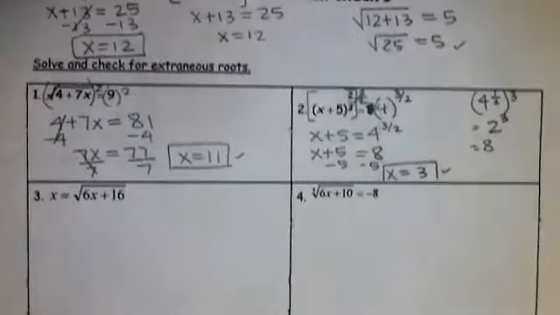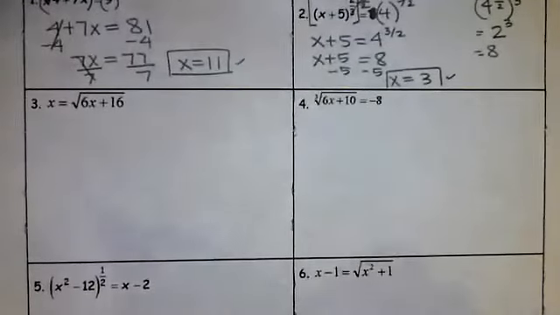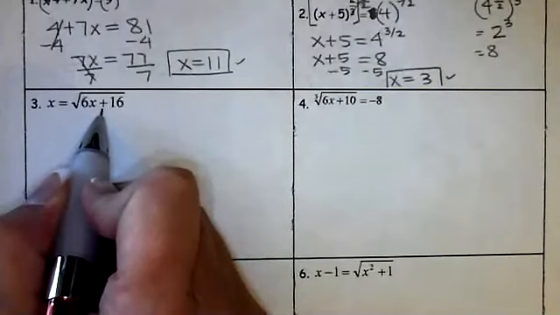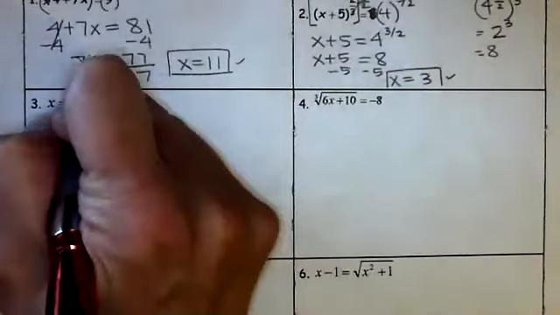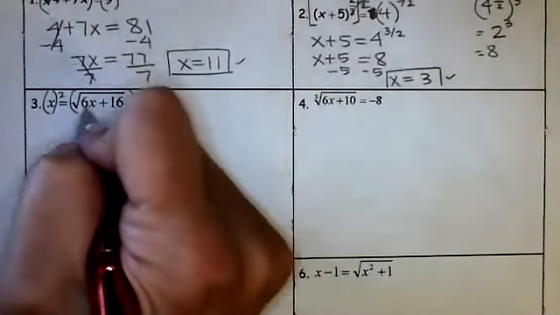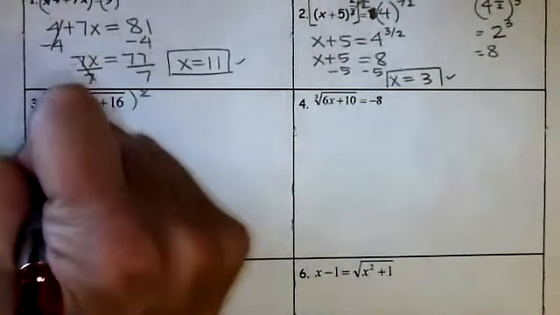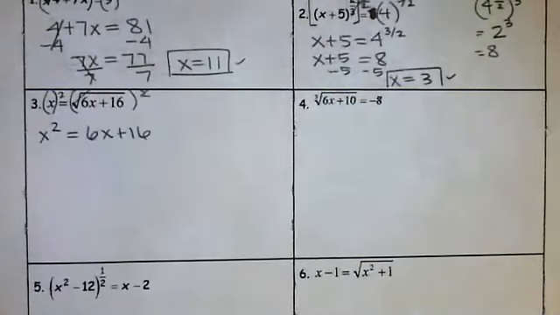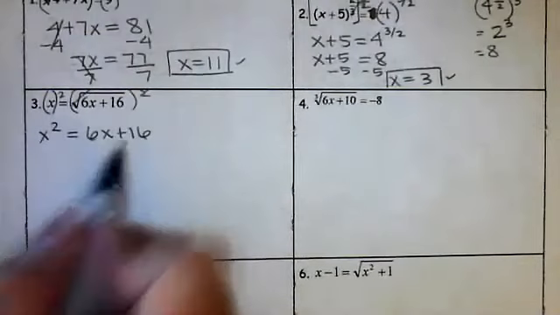All right, we'll get on to some that are a little bit harder. So here we go. My radical is isolated. Again, that's the first step. Make sure it's by itself on one side of the equal sign, and then we can square both sides. And so our square root and our square cancel, freeing that, and I get x squared is equal to 6x plus 16. Now it's a quadratic.